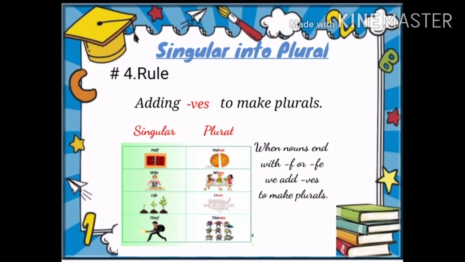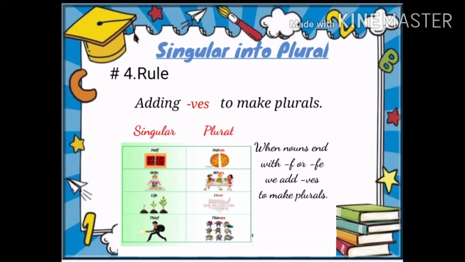Moving forward, let's have a look at the rule 4th for changing singular noun into plural noun. Is that when nouns end with F or FE, we will add VES to make them into plural form. For example, half. Half is ending with F. So we will remove the letter F and instead we will add VES to change it into plural form. So it will become halves.